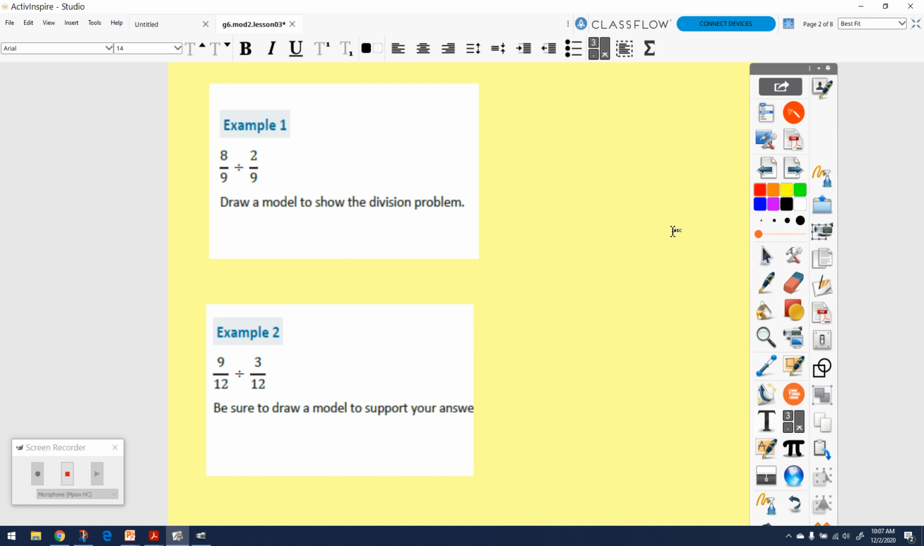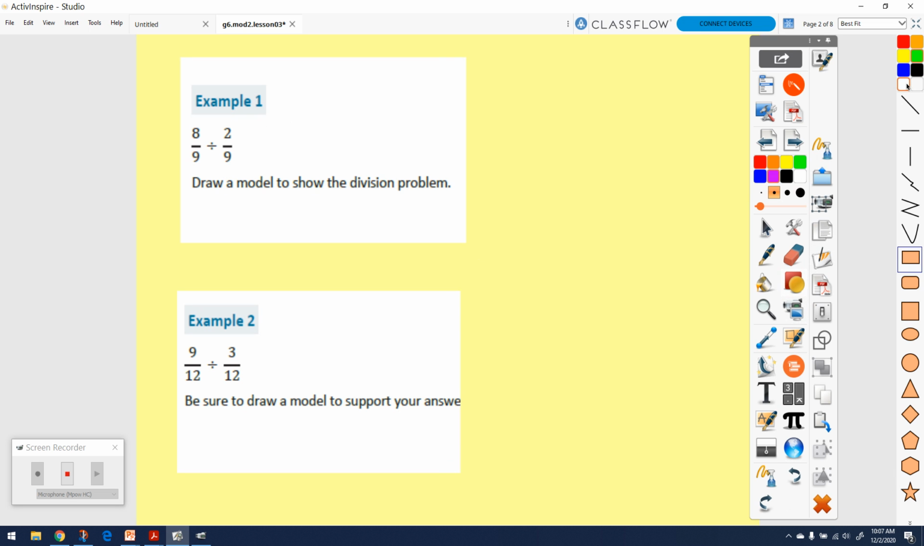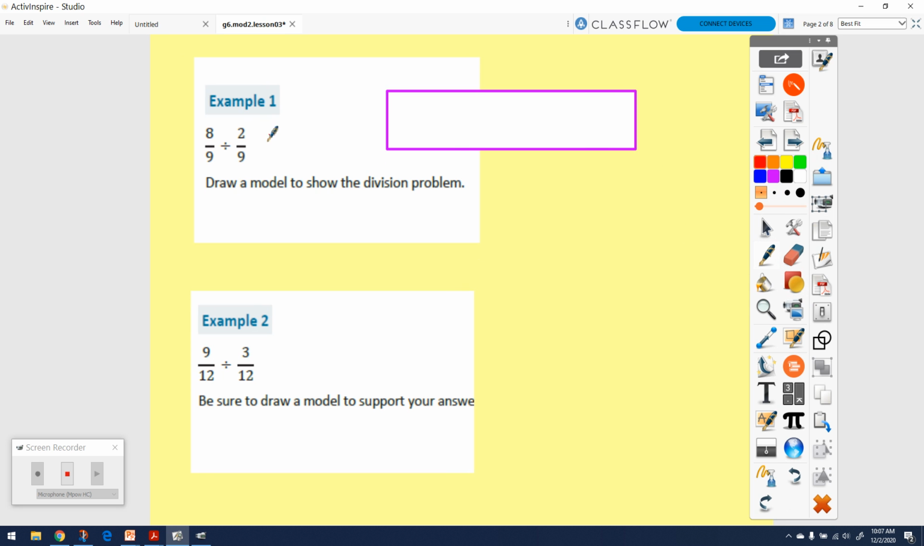On example 1, it says 8/9 divided by 2/9, and we're supposed to use a model. So again, we're going to go ahead and start with drawing our shape. And we need to cut the shape into 9 pieces, which is this right here, which means we need to make 8 cuts. Once we have made those 8 cuts, we are then able to label 8 out of the 9 of the pieces.